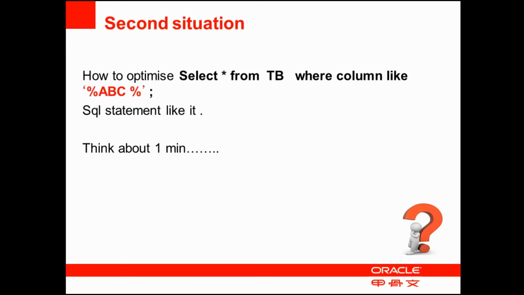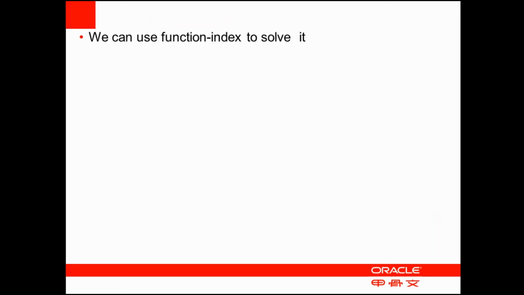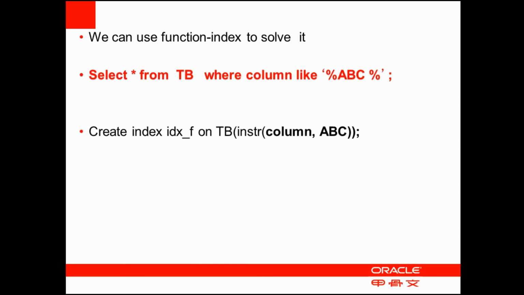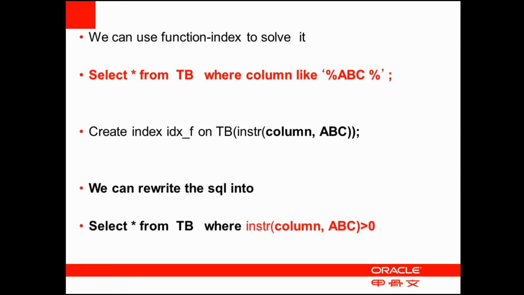The second situation is how to optimize select * from TB where clue like '%ABC%'. Maybe you can think about it for 1 minute. Okay, we can use a function index to solve it. We create a function index on TB with instr, clue and 'ABC'. We can rewrite the SQL into select * from TB where instr(clue,'ABC') > 0. We can have a try.